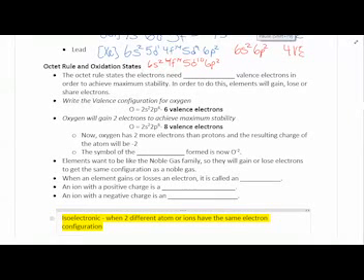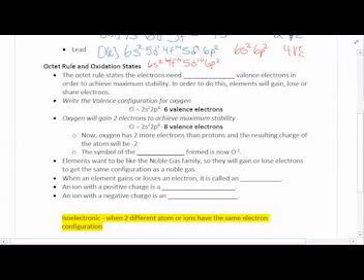So the octet rule, this is continuing on with electron configurations. The octet rule states that atoms need 8 valence electrons in order to achieve maximum stability. So in order to do this, they're going to gain, lose, or share electrons. This is kind of an introduction into bonding, which we're going to be getting into more next unit.